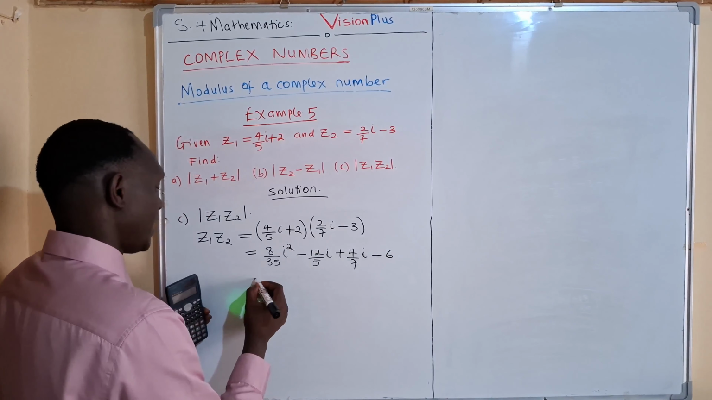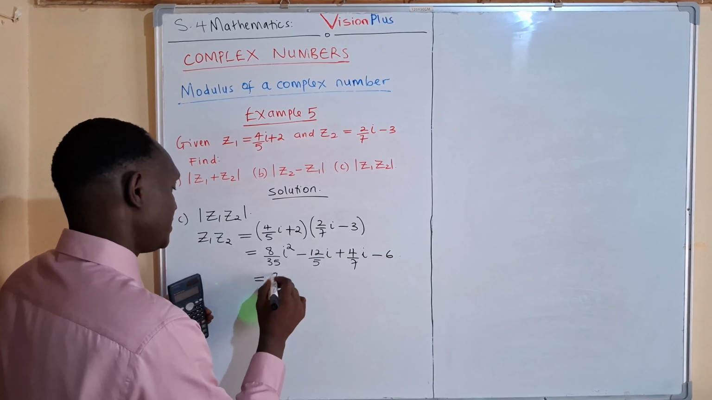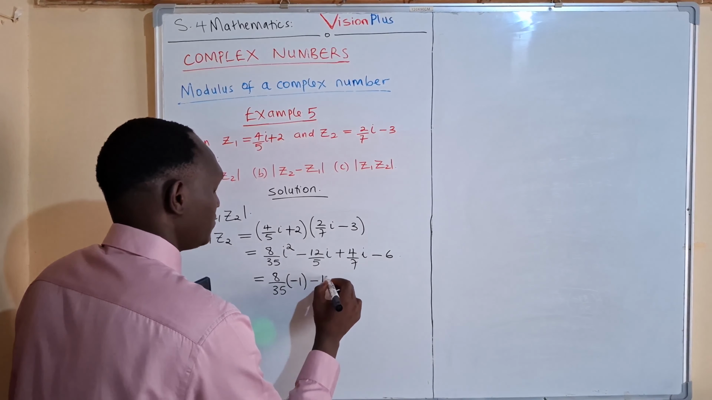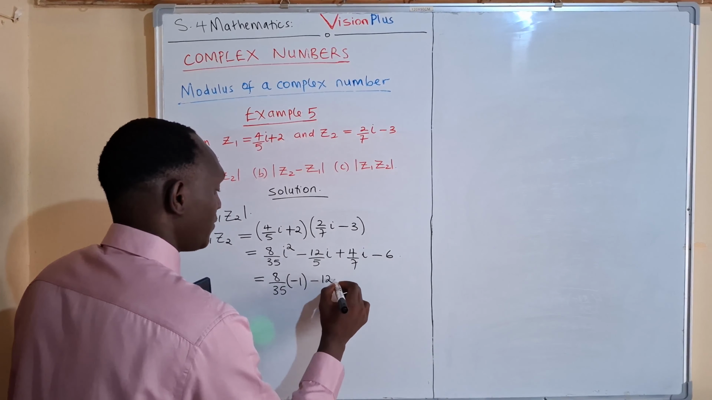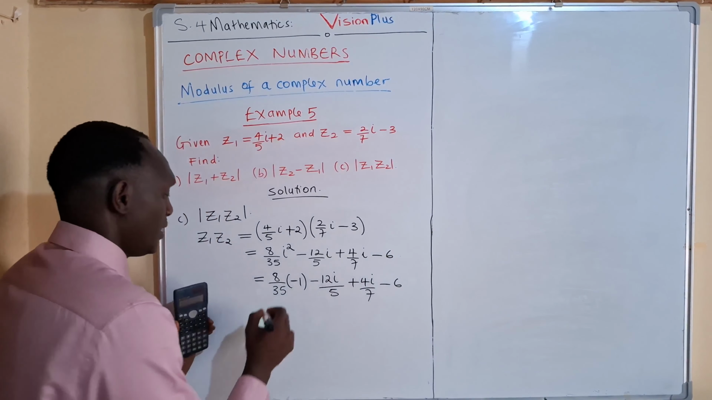And then we collect the like terms. Here we are going to have 8 out of 35, but i squared is the same as negative 1. Very important property. And then we subtract away 12i out of 5, we are adding 4i out of 7, and then minus 6. Now this number is going to become negative.